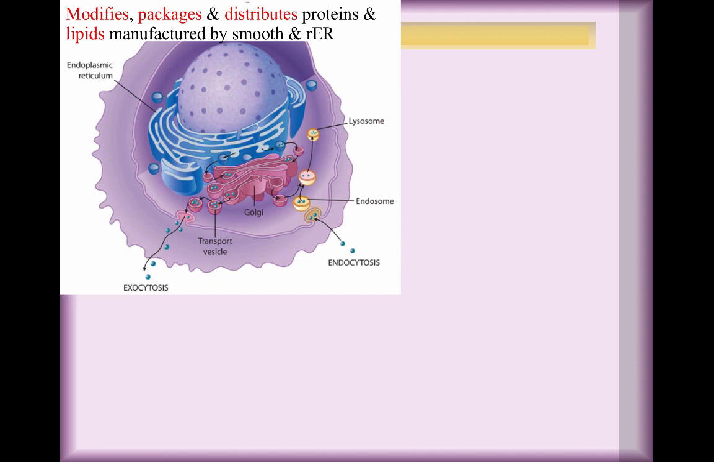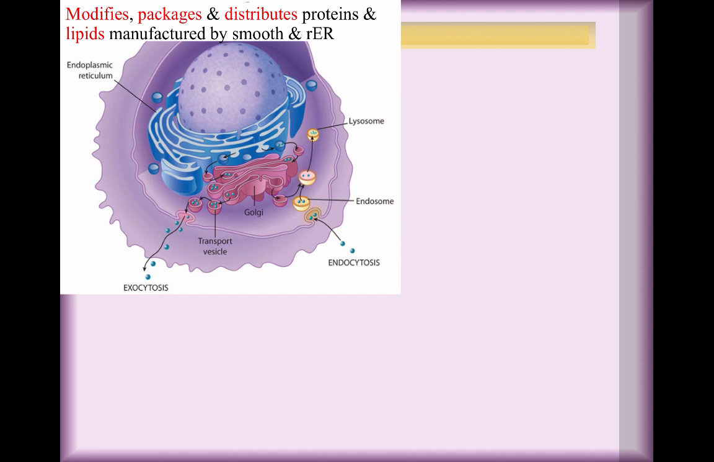And then another thing that can happen is we can actually add carbohydrate to the protein and make it into glycoproteins or proteoglycans. And we talked about those when we talked about chemistry and also when we talked about the structure of the cell membrane.